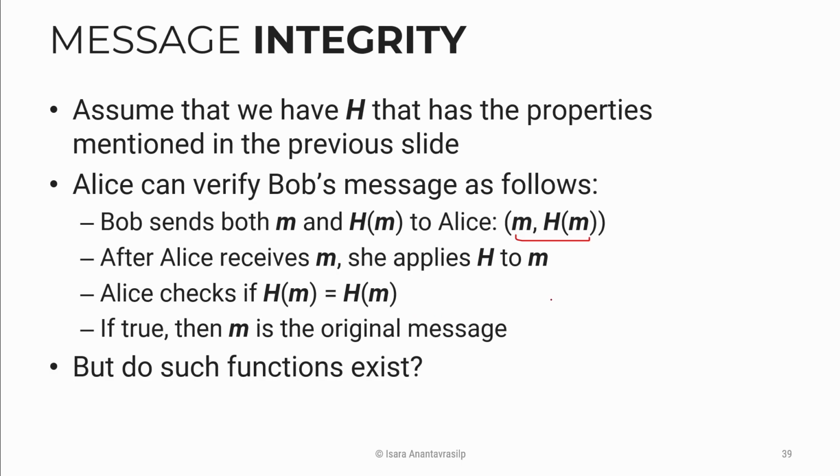It sounds confusing, right? It works like this. She receives a pair. She is going to apply h over m, like so. So she has h of m right here, and she is going to compare it with the value h of m that Bob sent her. If they are the same, she can be sure that m is the original message that Bob sent her, because Bob is the one that generates this part.